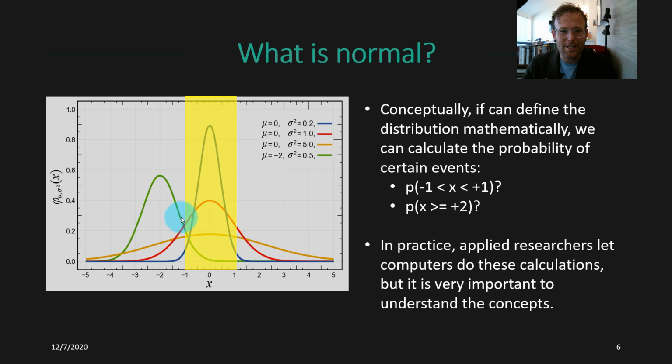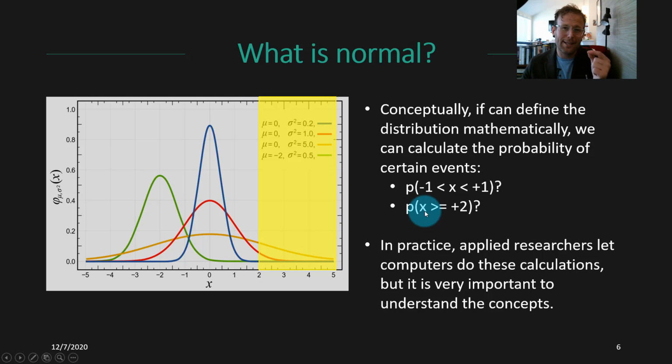But if we understand the mathematical properties of the curve, then we can solve for the area under the curve in that range, and that will give us the probability of obtaining an x in that range. Similarly, we could ask, what's the probability of getting an x greater than or equal to 2? Again, it's going to be different in each of these curves, but we could solve for the area under the curve in this region and get the probability under each of these normal distributions of getting an x greater than or equal to 2. Because again, if we understand what defines the distribution, we can solve for the area under the curve.